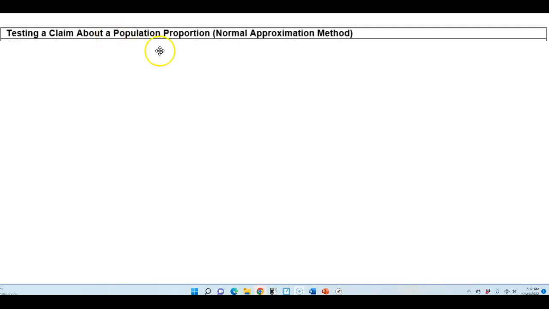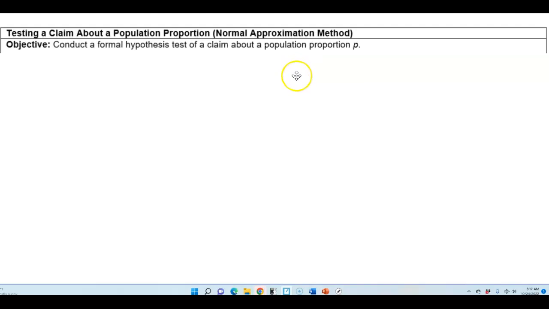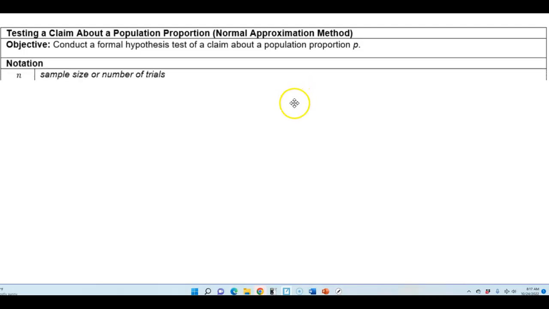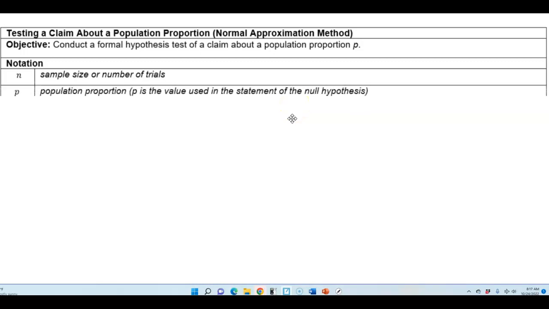Testing a claim about a population proportion, the normal approximation method. The objective is to conduct a formal hypothesis test of a claim about a population proportion p. The notation: n is the sample size or number of trials.